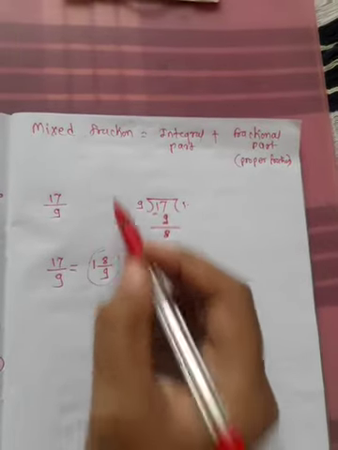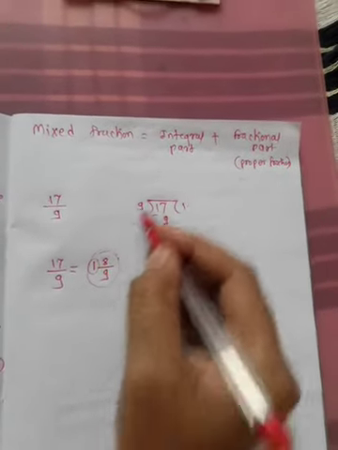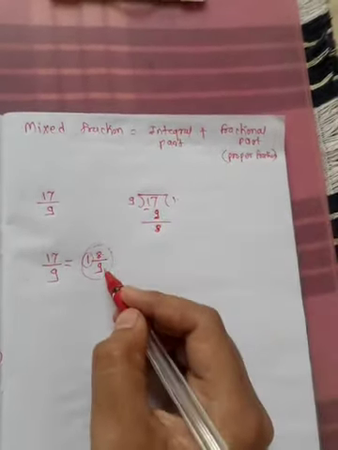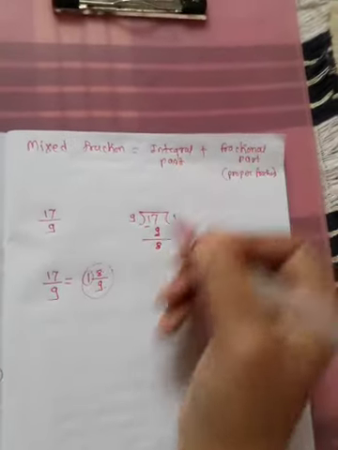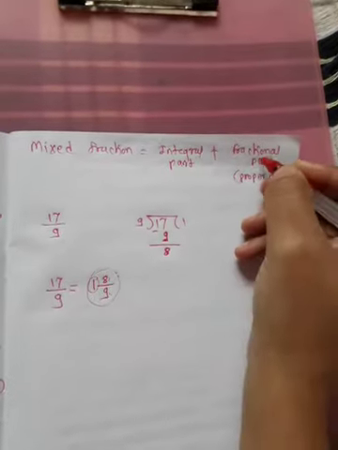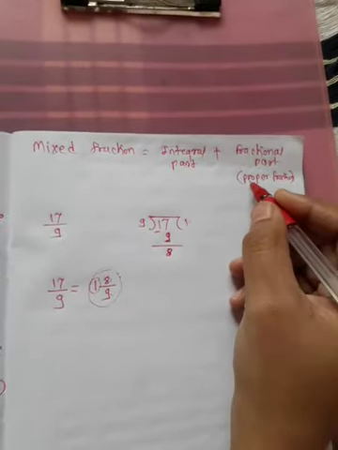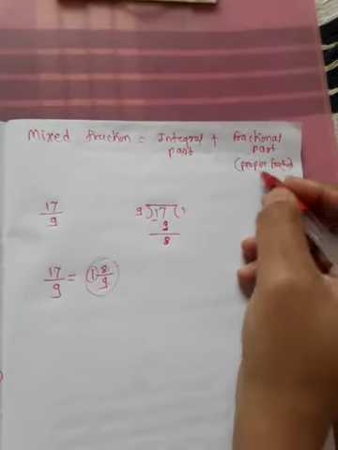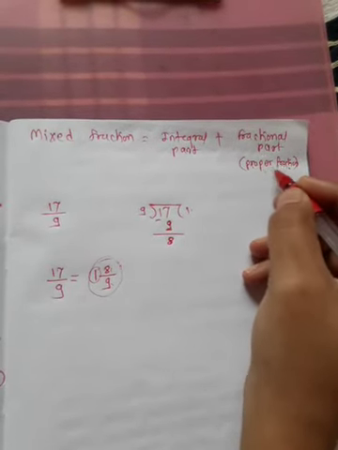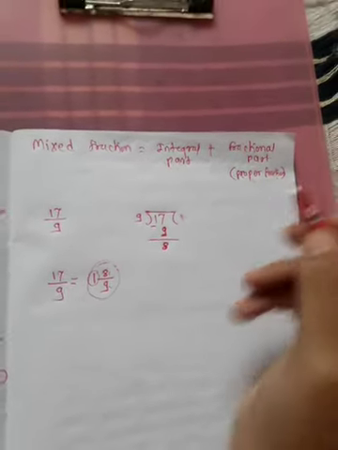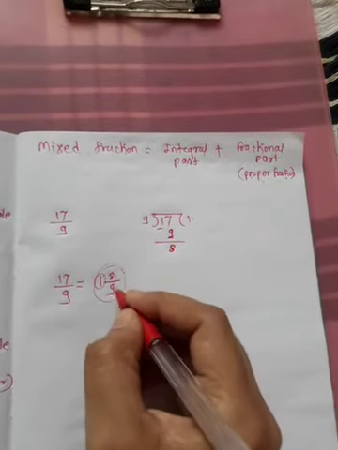Okay, in this mixed fraction, 1 is called the integral part and 8 by 9 is the fractional part, and this fractional part is always a proper fraction. What does proper fraction mean? In a proper fraction, the numerator is always less than the denominator, and see here, 8 is less than 9.